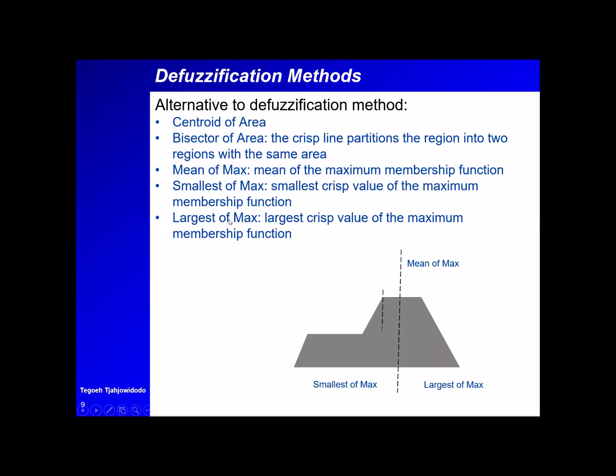You can also use smallest of max. So from this maximum portion, you just take the leftmost value of this maximum portion to defuzzify the fuzzy variable there. You can also use largest of max. It's just the opposite of smallest of max. You just look at the maximum portion here and then take the rightmost point of the maximum portion to defuzzify the fuzzy variable there.